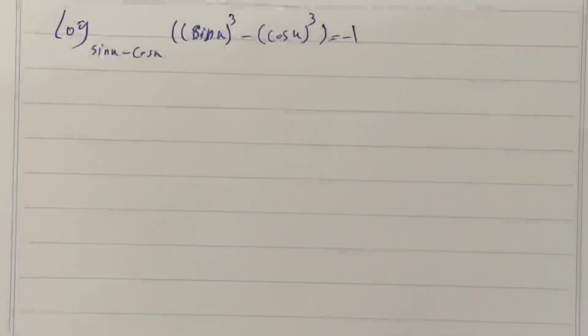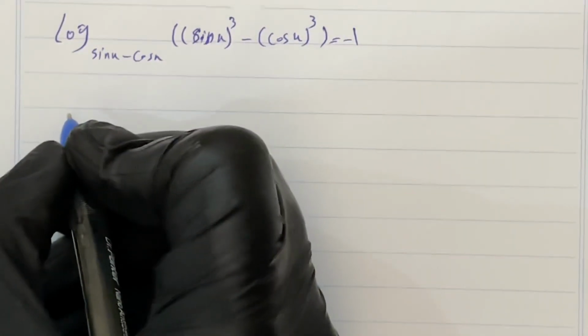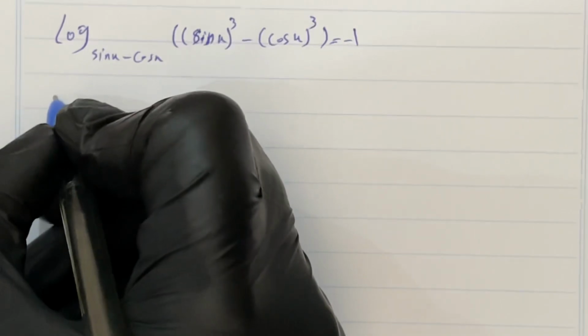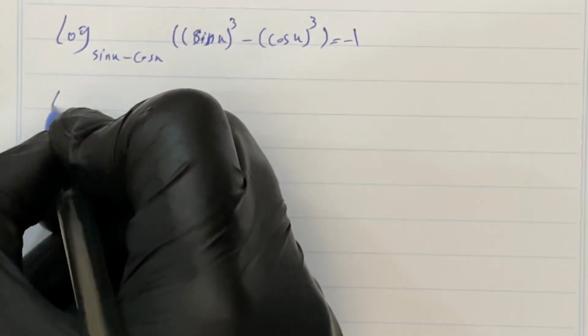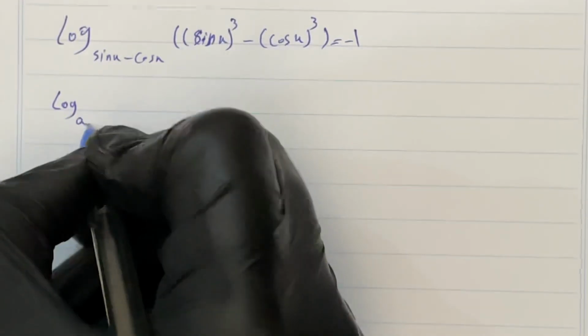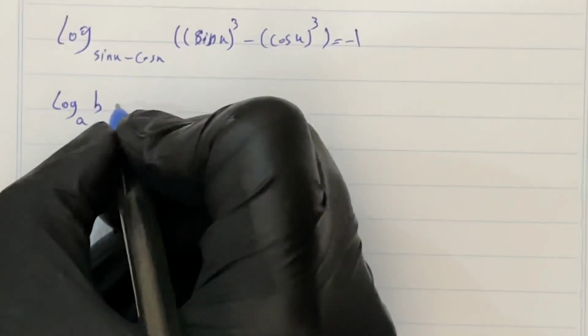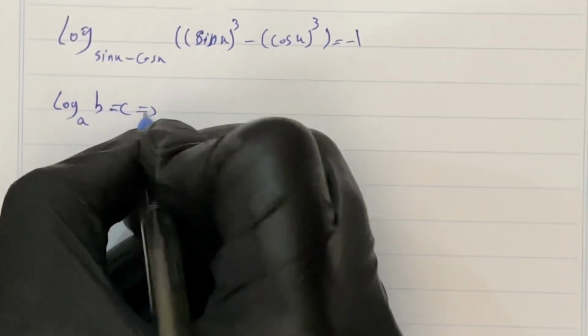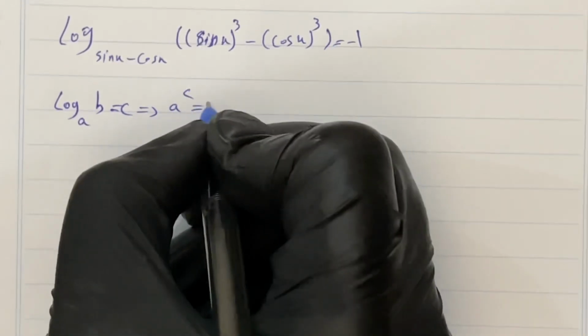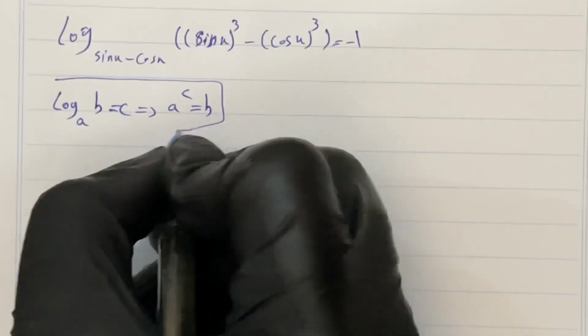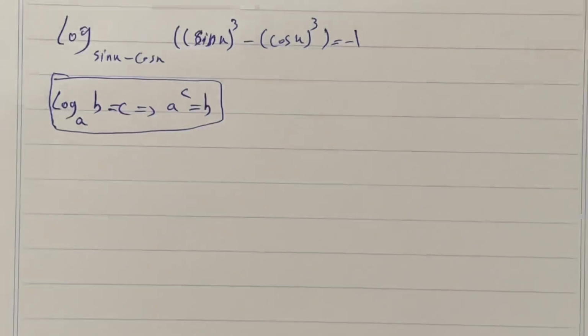As you know, I always use the basic definitions of log in log problems. So let's go with it. Let's start with a reminder that log base a of b equals c means that a to the power of c equals b. That is the basic definition of the log function. So we just apply it in our problem.